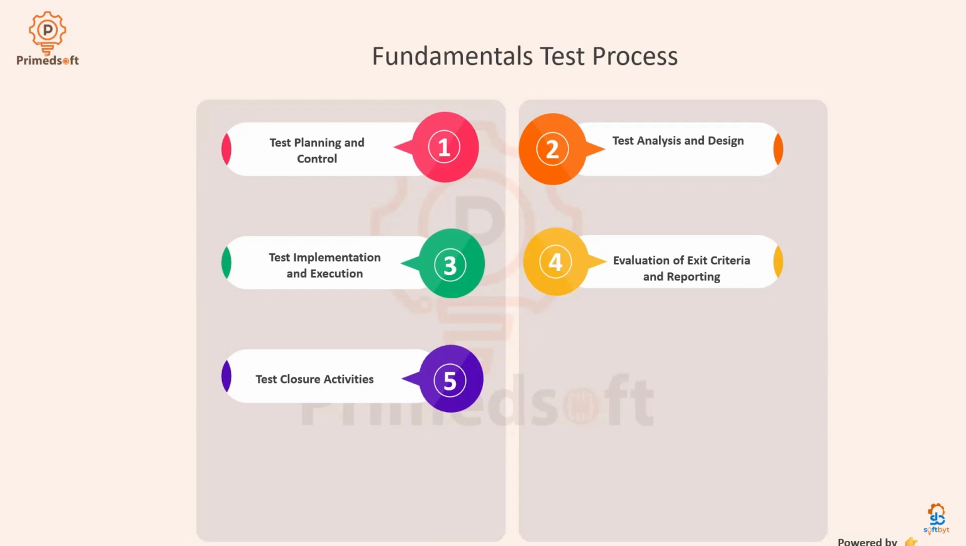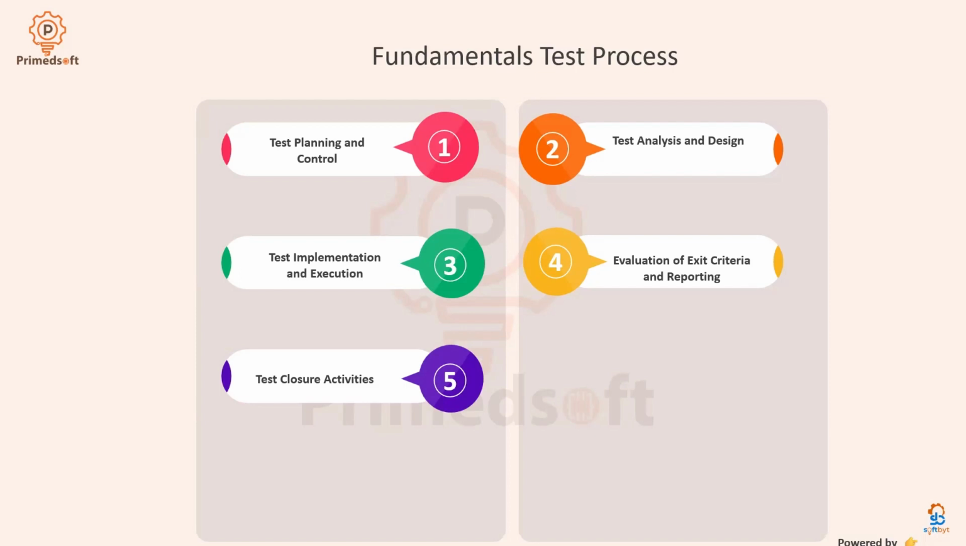One, test planning and control. In this phase of test planning and control, the testing team establishes the overall strategy and approach for testing, which includes test planning. This test planning involves defining the scope, objective, resources, schedules, and deliverables of the testing efforts. Then we'll have test control. Test control involves monitoring and adjusting the testing activities to ensure they align with the project goals.